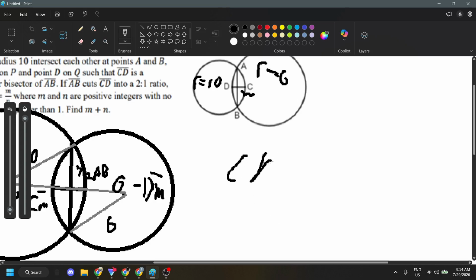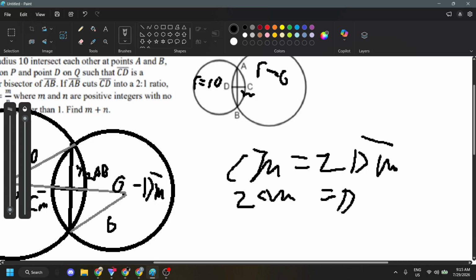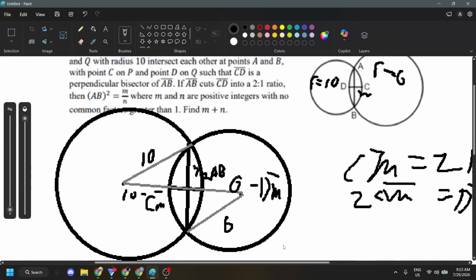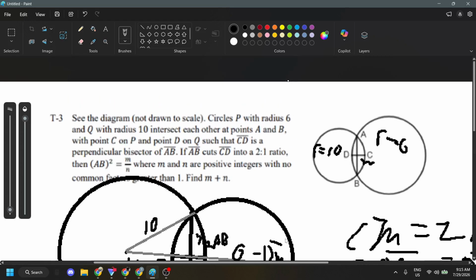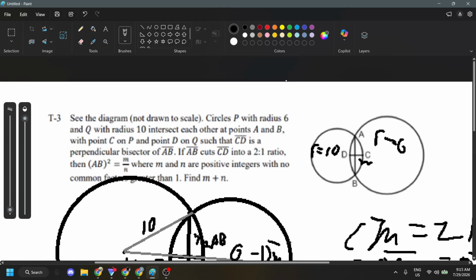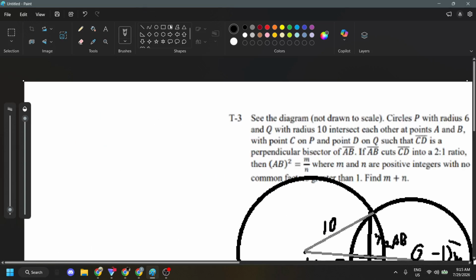So I think that means either CM is equal to 2-to-1. So in total there's 3. So 2/3, yeah, so CM is equal to 2 DM, or 2 CM is equal to DM. I don't know which one it is. Well, presumably, I'm going to do a test.